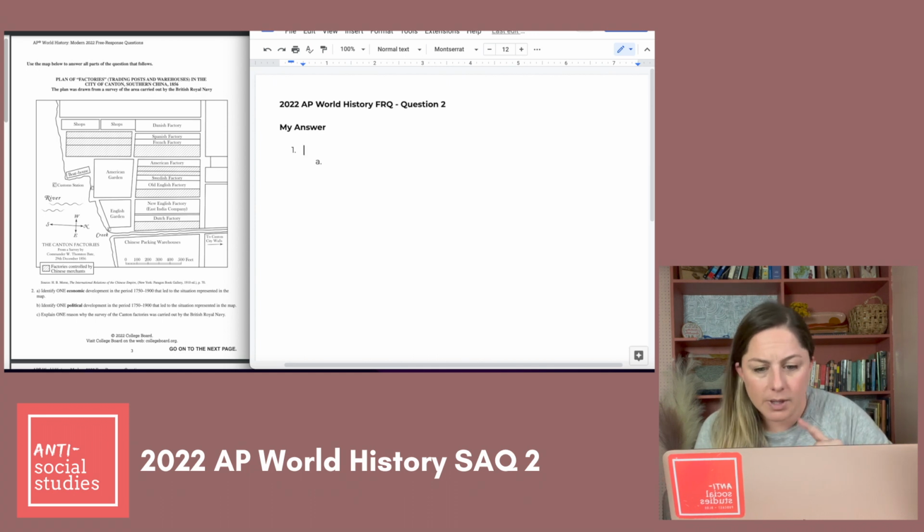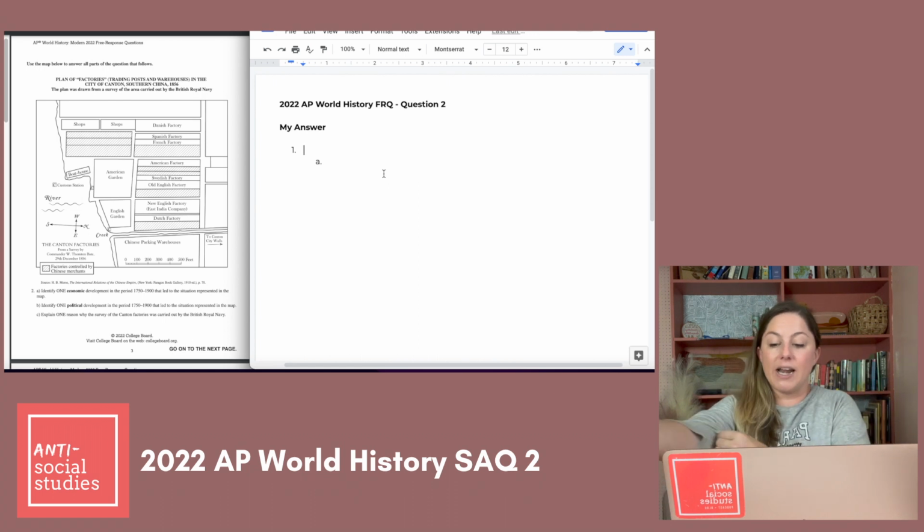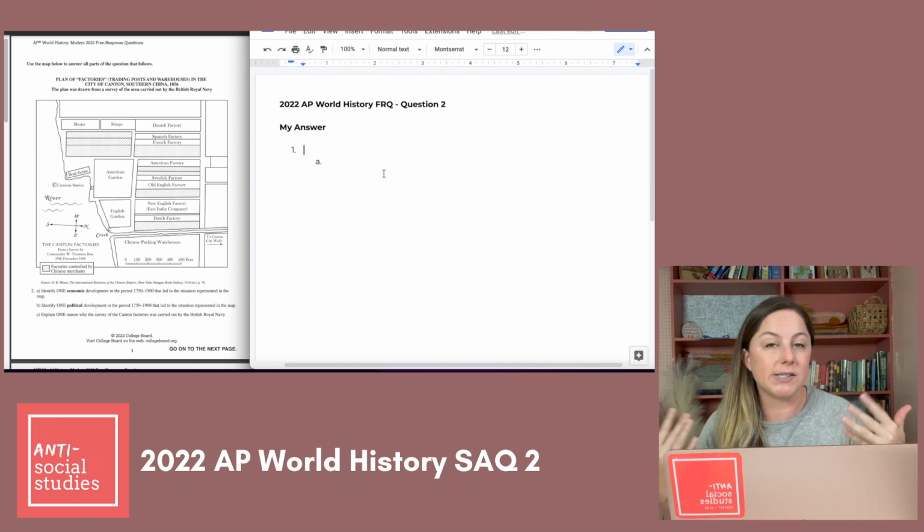Okay, so let me just skim through. It's asking me to identify an economic development that led to whatever situation is in this map, and a political development that led to this situation in the map. And then explain one reason why this survey of factories was carried out by the British Royal Navy. So I just have to figure out what's going on in this map, and then they want me to figure out causation, like what led to what we're seeing on the map.